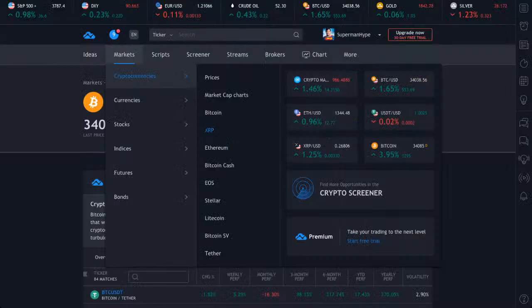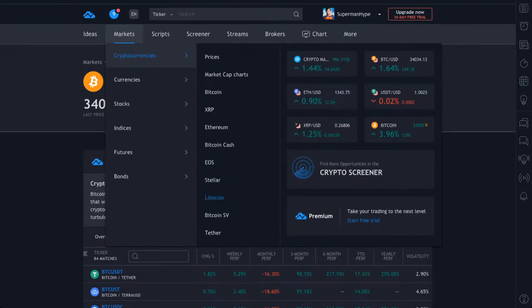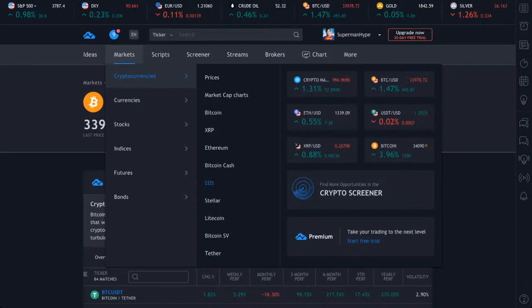So we've got other top ones, Ethereum. XRP is having some issues with the US government and the Securities Commission. Bitcoin Cash is what they call a fork of Bitcoin, meaning that it was forked off Bitcoin. You've got EOS and Stellar, Litecoin. Bitcoin SV, another fork of Bitcoin. You've got Tether, which is like a US dollar amount. So those are some of the top ones.